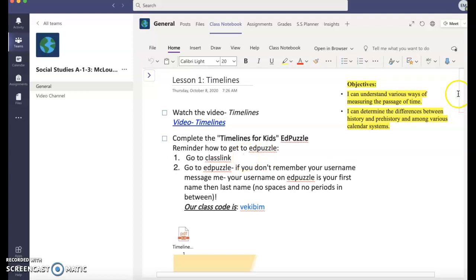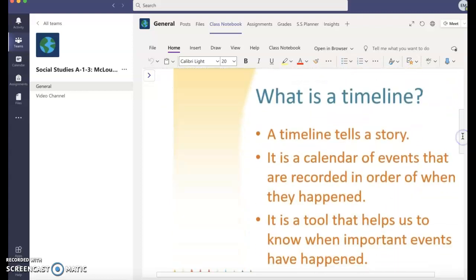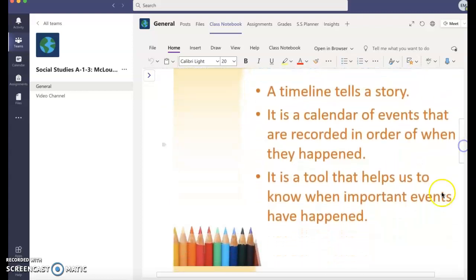Okay, so we spoke about timelines. Well, what are timelines? A timeline tells a story. It is a calendar of events that are recorded in order of when they happened. It is a tool that helps us to know when important events have happened. Remember, it's a straight line, and the events that are the oldest will be first, and the newest ones will be at the end. If we're reading just like a book, we're reading from left to right. The oldest events are going to be to the left. The newest events are going to be to the right.